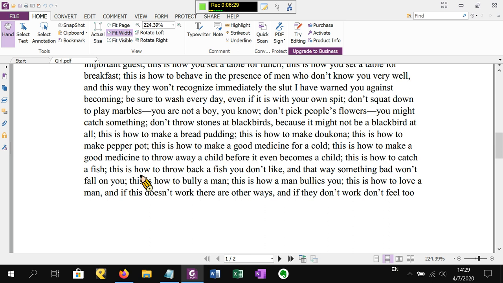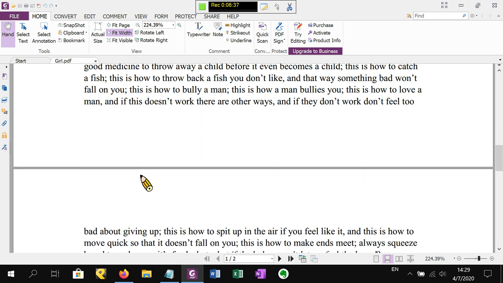The next line, some of you also thought it was kind of funny. This is how to love a man. This is, and if this doesn't work, there are other ways. And if they don't work, don't feel too bad about giving up. So some of you thought this is sexual, and it could be, but it could also be in terms of having a relationship, a romantic partnership. So it's saying if the relationship isn't working, don't feel too bad about giving up on the relationship.